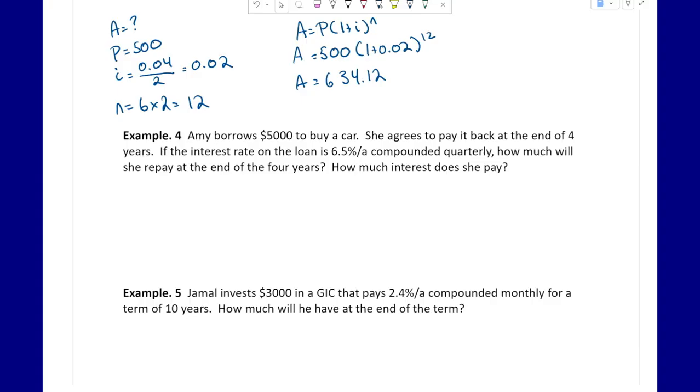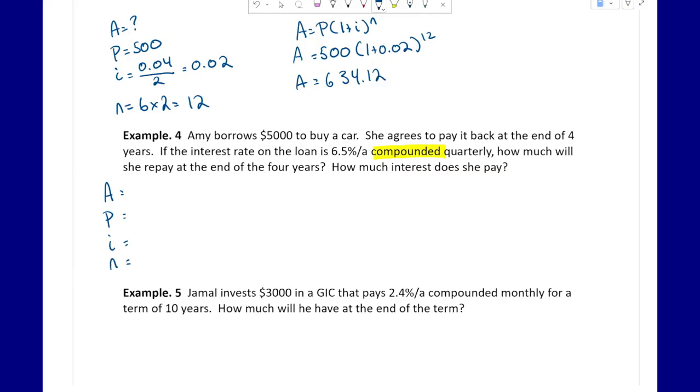So again, I'm going to go through A, P, I, and N. I know I'm using these variables now because it says compounded in the question. So when it says compounded, I know I'm going to be using a different formula that's not the simple interest formula. That's why I'm using these letters instead of the I, P, R, and T from a previous lesson.